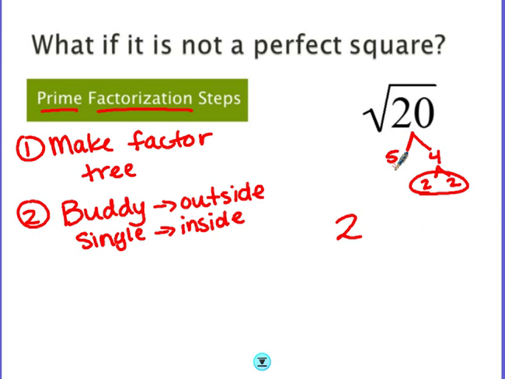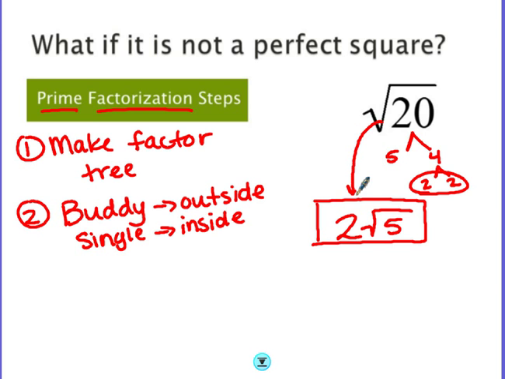But see this 5 here? He doesn't have another 5 to hang around. He's by himself. So he has to stay inside the radical. And that is your answer. So you make your factor tree. Anyone who has a buddy stays outside. And anyone who is single stays inside. Okay? So this is the simplified version of square root of 20.